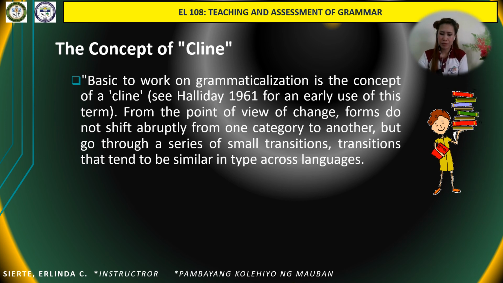We also have the concept of a cline. Basic to work on grammaticalization is the concept of a cline. That was according to Halliday 1961 for an early use of this term. So, from the point of view of change, forms do not shift abruptly from one category to another, but go through a series of small transitions that tend to be similar in type across languages.